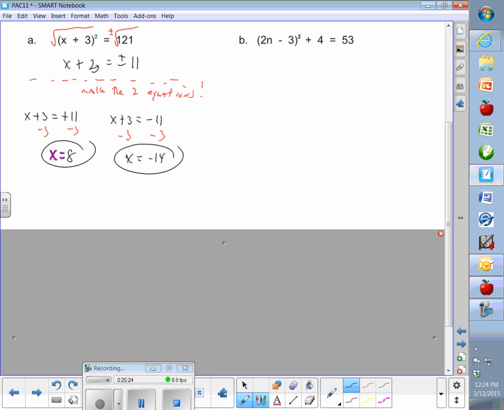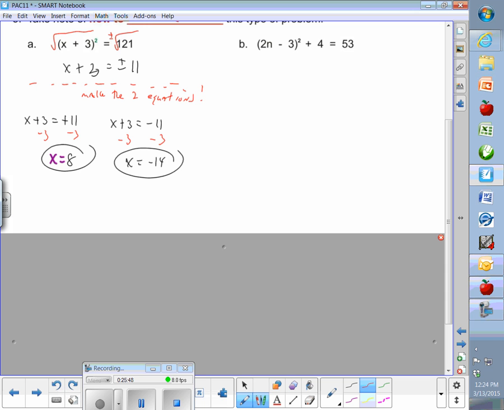Let's use the 8. 8 plus 3 is what? 11. What's 11 squared? 121 equals 121, doesn't it? There's two solutions. A little bit more complex problem. The two solutions are actually different numbers. Not a problem. They both make the left side equal the right side. All right, B.